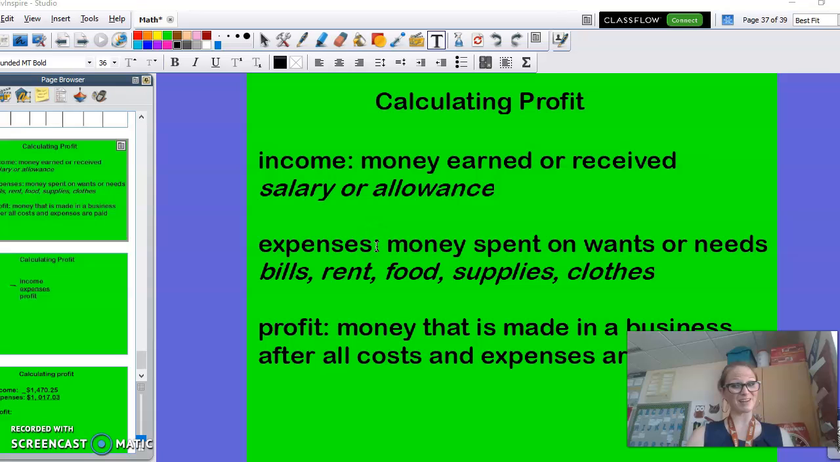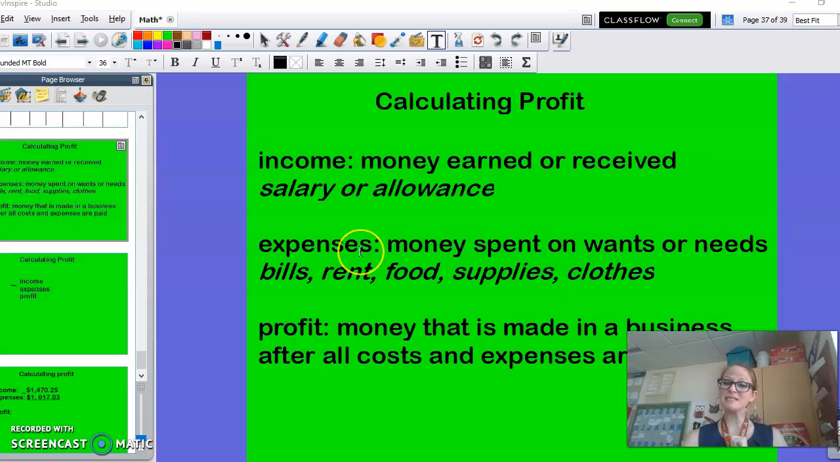Now, the opposite of income is money going out. Money going out is called expenses. So money that is spent on wants or needs are your expenses. If you need to pause the video, write that down.